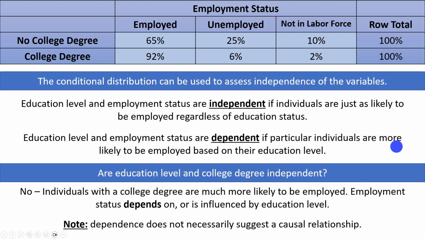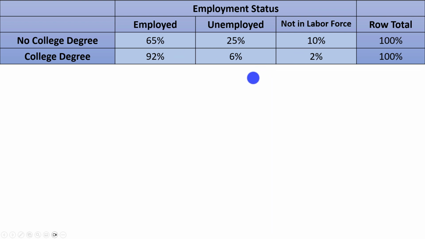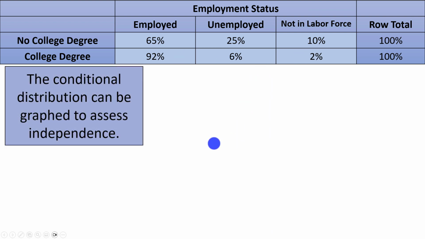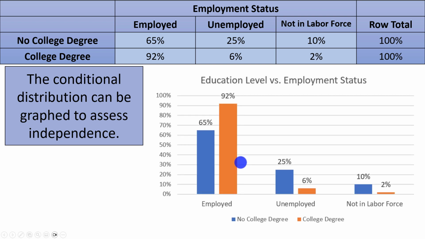An even easier way to assess the independence once you have the conditional distribution is to simply graph each of these categories. So that would look something like this, right? So I have employed, I have unemployed, and I have not in the labor force, and I've graphed the conditional distribution for each one. And now it's even easier to see that there's a big difference here. Of the people who have a college degree, 92% are employed, only 65% of those without a college degree are employed. Note that these are not real numbers, so don't take them too seriously. This is probably more of an extreme difference than you might see in the real world.